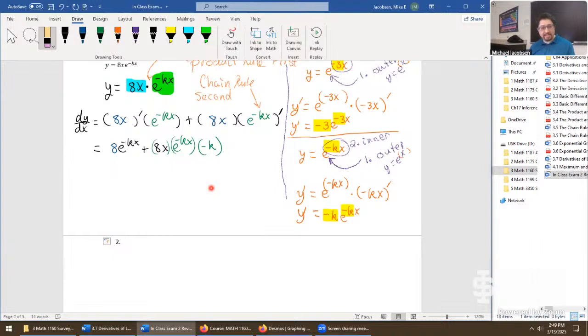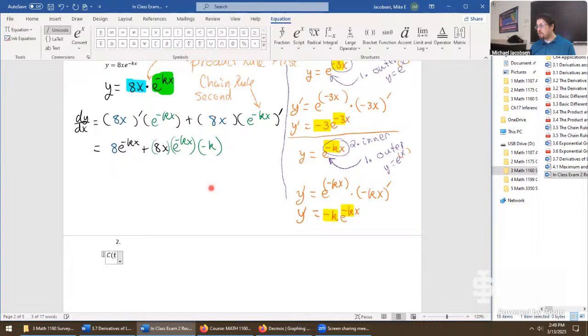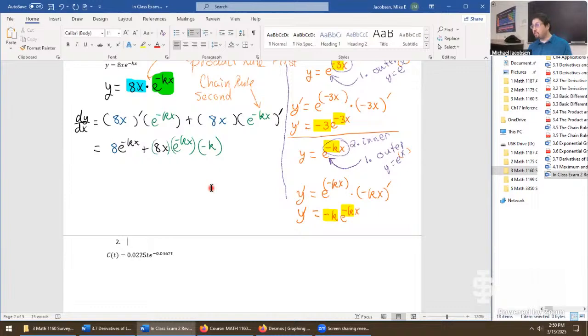Question number 2 has an interesting function. Let's define C of t to be equal to 0.0225 t. Let me try to get those numbers exact. I mean, it's a good problem without the exact numbers, but it would be weird to do a slightly different problem than was asked. e to the power negative 0.0467 t. So that's our function C of t.